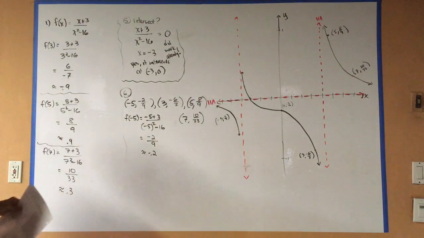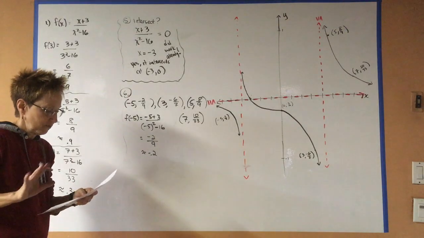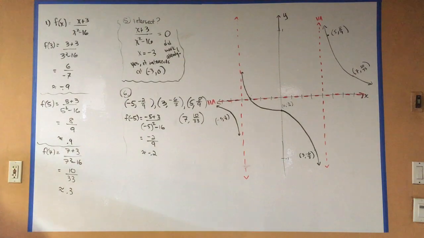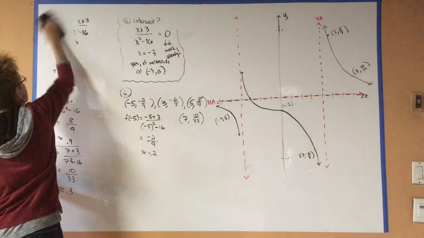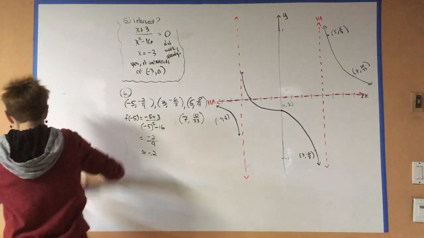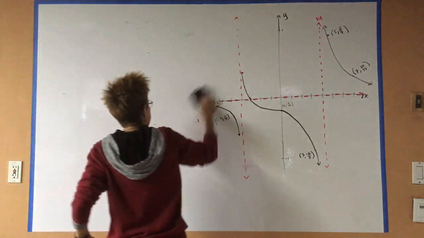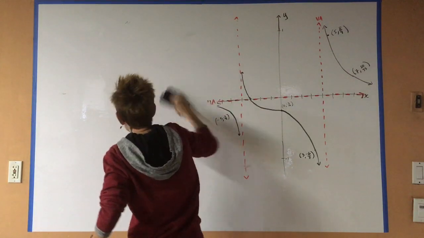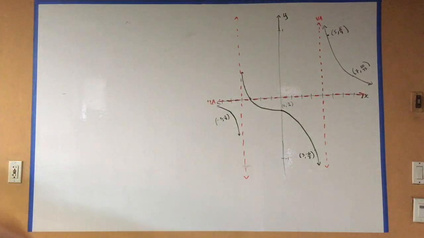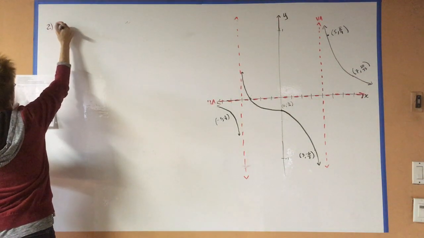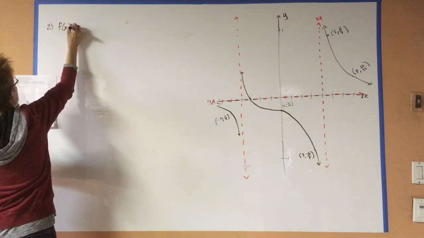So there's the first one. The second one, we're just going to do VA, HA, and OA for some more practice, and then we'll graph that last one for our final practice with graphing these things. So this next one, we're not going to graph, we're just going to figure out the asymptotes.